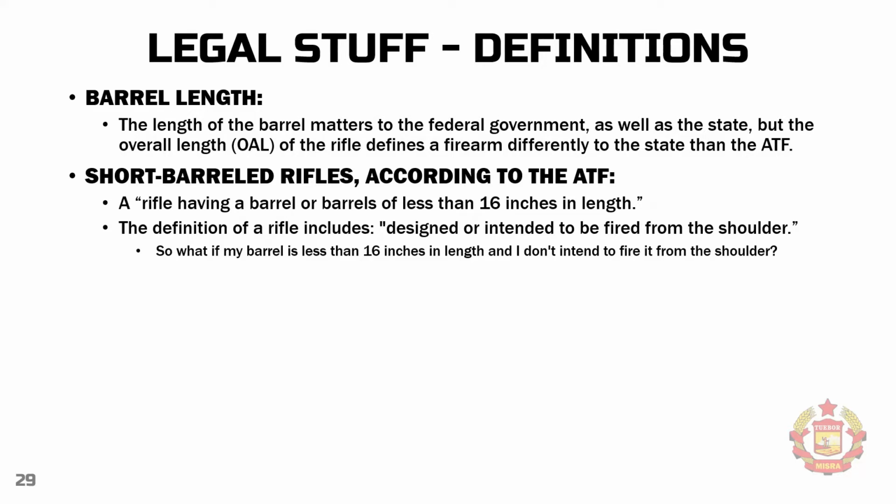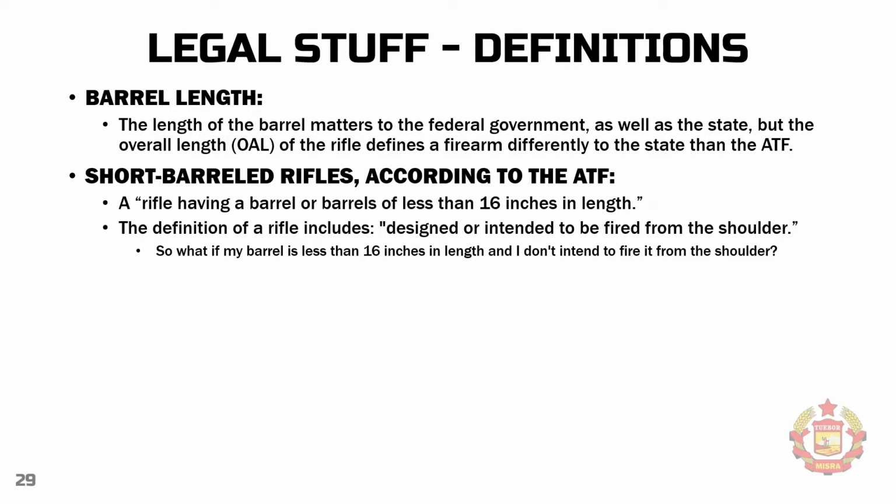More definitions. We've got the barrel length. The length of the barrel is very important. It matters to the federal government as well as the state. But the state also cares about the overall length of the rifle as well. Short-barreled rifles, which I mentioned earlier, are rifles having a barrel or barrels of less than 16 inches in length. So these are subject to different laws, different rules.